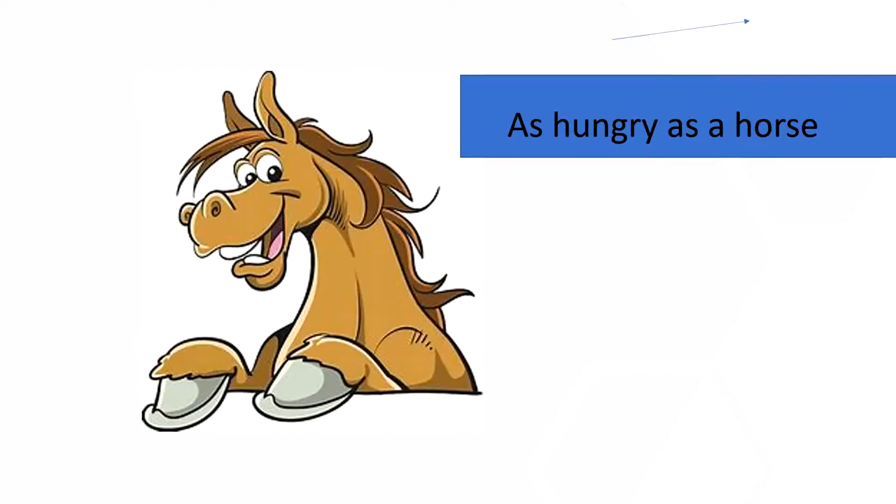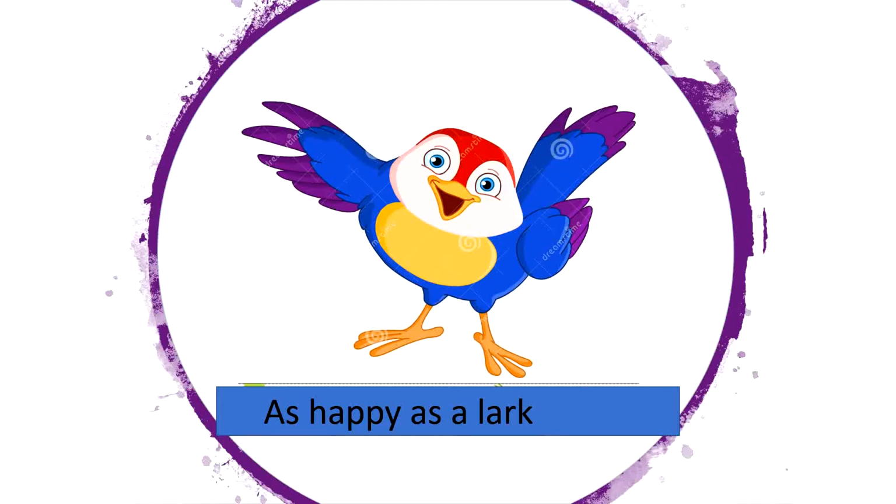As hungry as a horse. After football practice, I was as hungry as a horse. Horses eat a lot because they also do a lot of hard work. So you say, after my football practice, I was as hungry as a horse. As happy as a lark. A lark is a bird, a singing bird, which is always singing. And because she is always singing, she is said to be always very happy. So you say, as happy as a lark. The girl was singing, as happy as a lark.